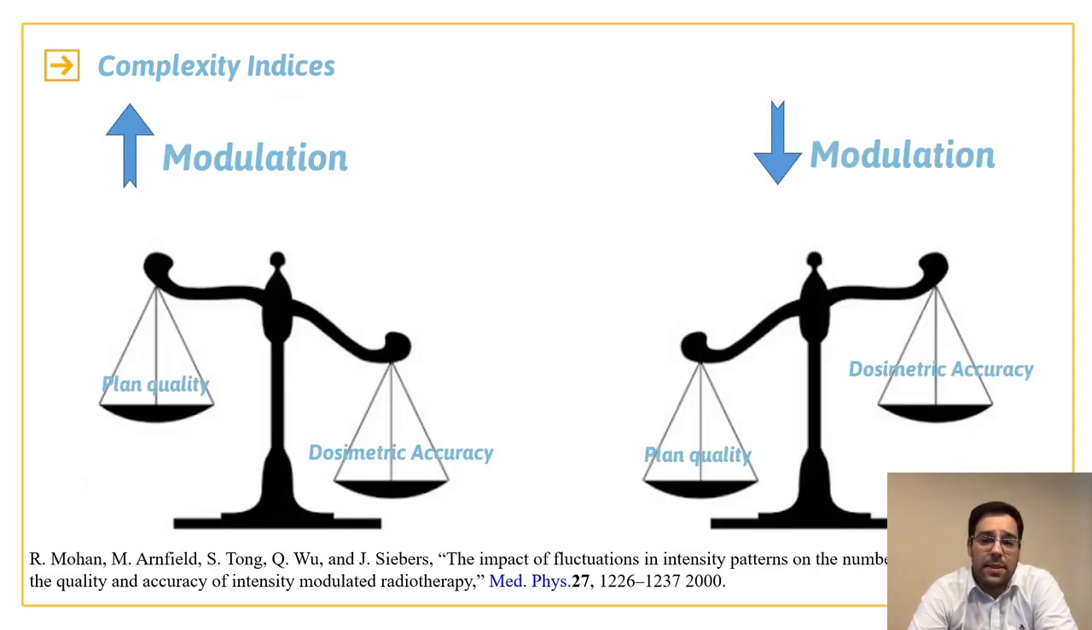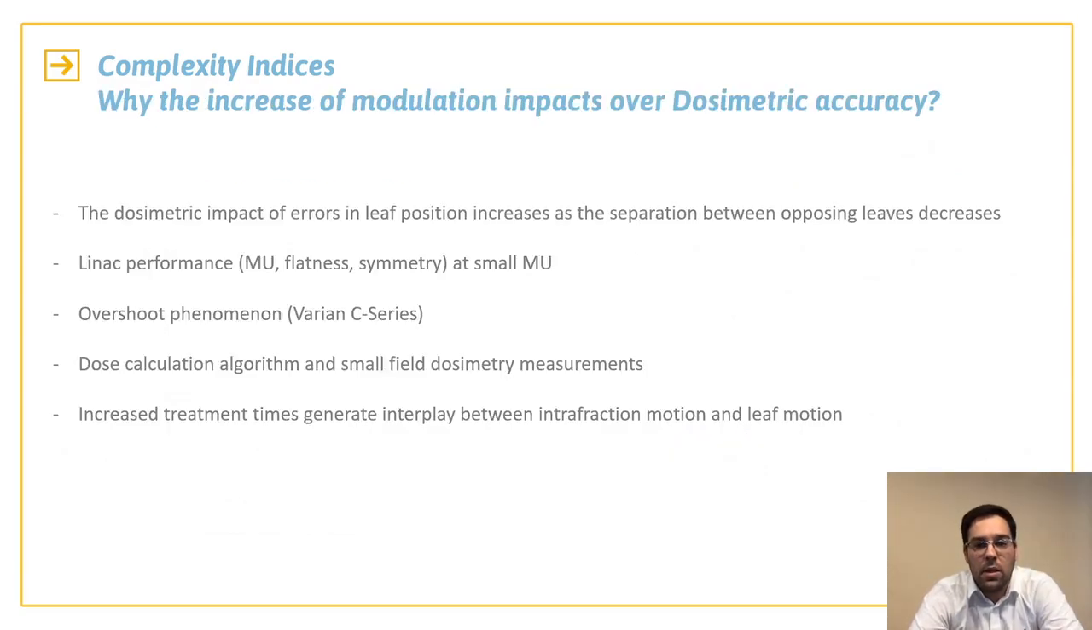The modulation per se is not a bad thing, but we have to take into account that the increase of modulation leads to better plan quality indices but reduces dosimetric accuracy. On the other hand, less modulated plans have lower plan quality. Then the question is, why does the increase of modulation impact dosimetric accuracy?